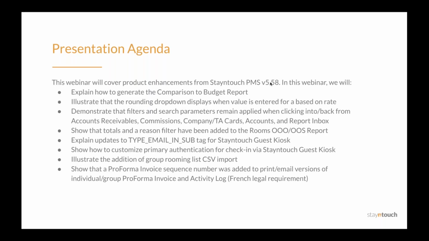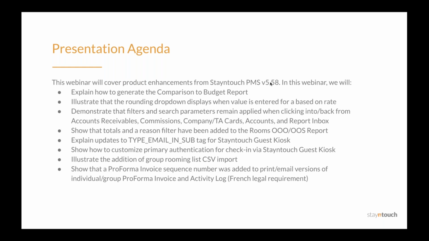Today's presentation will cover how you can get the most out of the Stayntouch PMS version 5.58 product release. In this webinar, we will explain how to generate the comparison to budget report, illustrate that the rounding dropdown displays when the value is entered for a based on rate, demonstrate that filters and search parameters remain applied when clicking into and back from accounts receivables, commissions, company and TA cards, accounts, and the reports inbox.